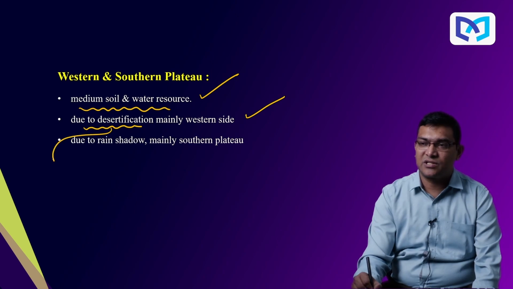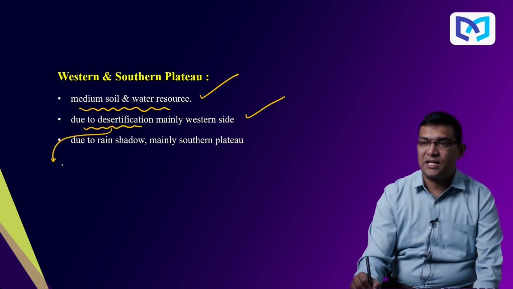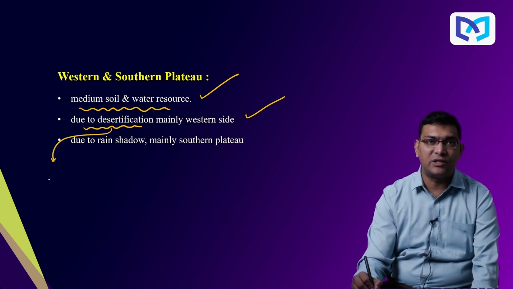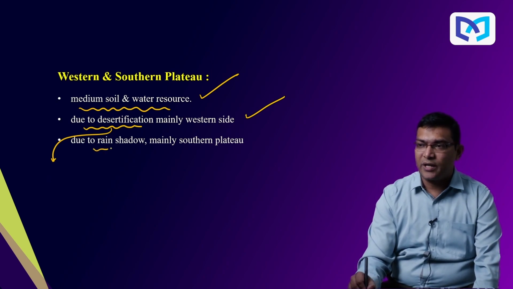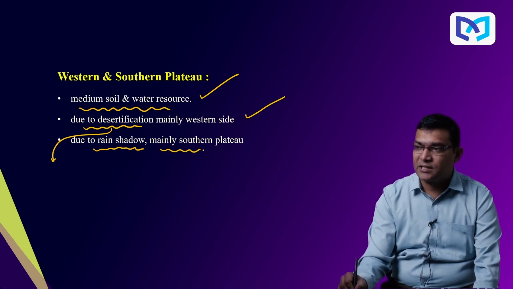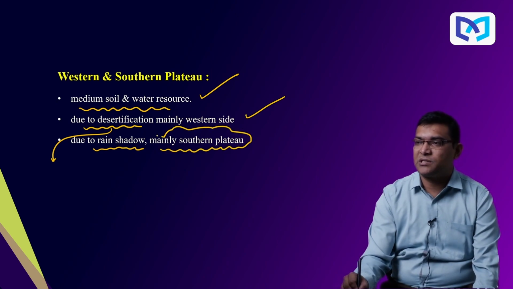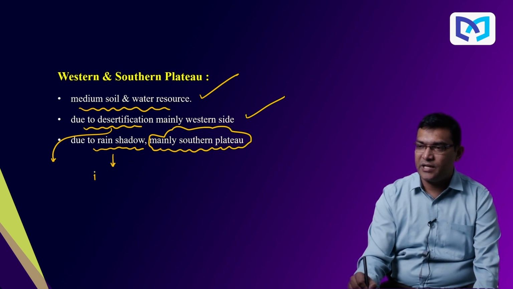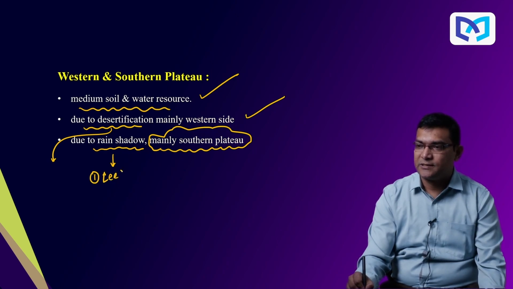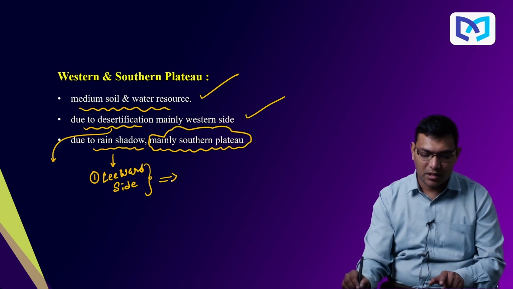I told you about desertification in the previous classes, that is land degradation leading to desertification where the soil fertility is very less. So due to rain shadow, mainly southern plateau. Southern plateau is mainly the rain shadow. So what will happen? It has to depend on the monsoons, but as it is a rain shadow region, okay, leeward side region, its impact is less. Clear?